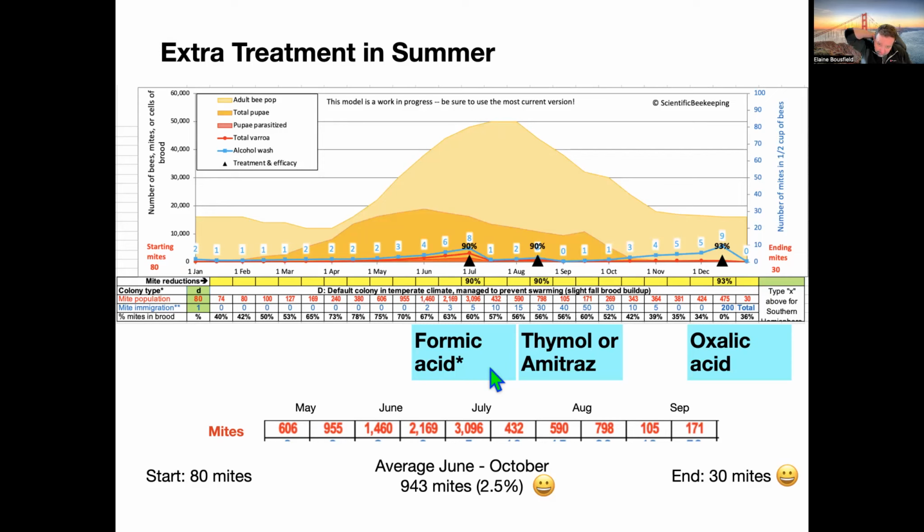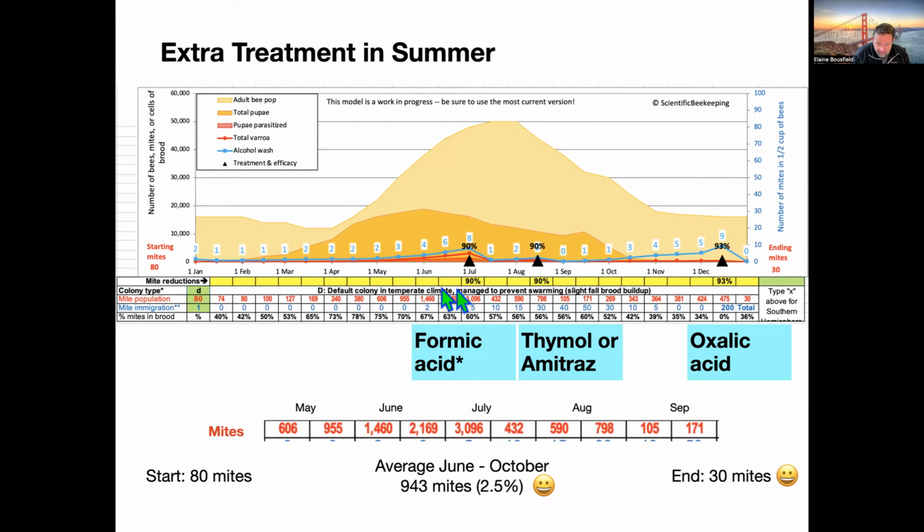So, basically I probably broke the law that year, and if I was going to stick strictly to the law, which I obviously have to do, I wouldn't have that option of treating them then, which isn't very helpful. But if you do that, you can see you're keeping your mite levels on average below 1,000.